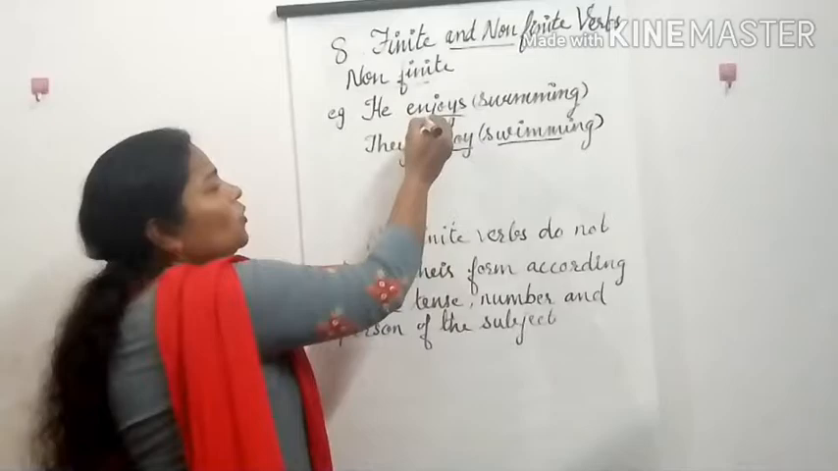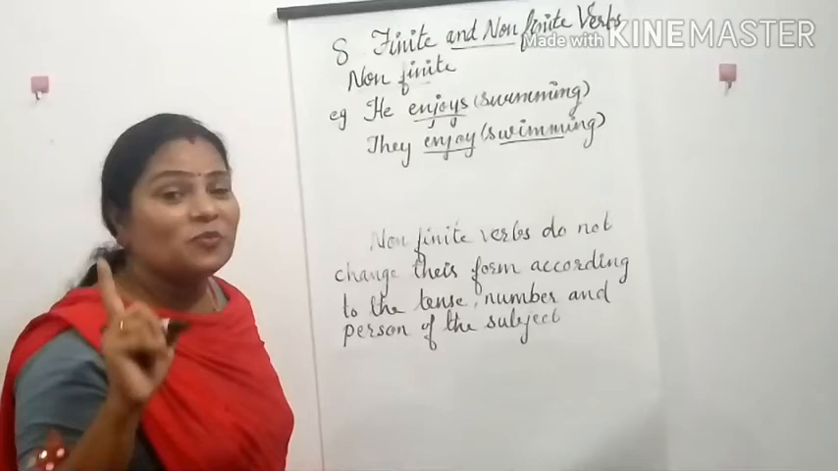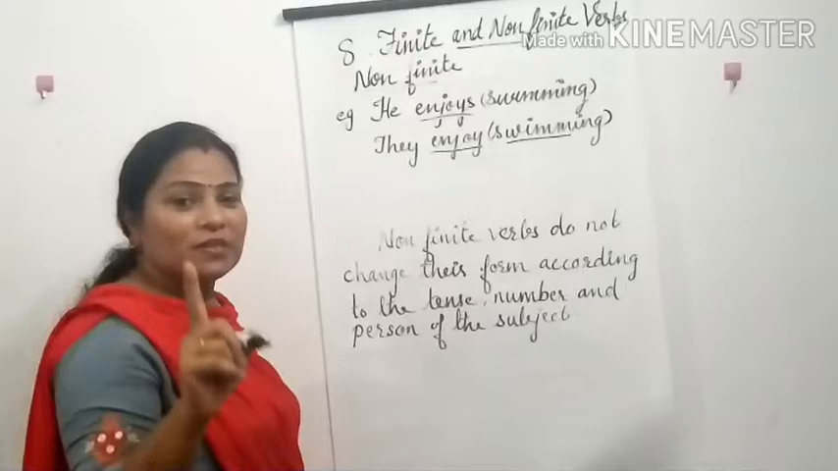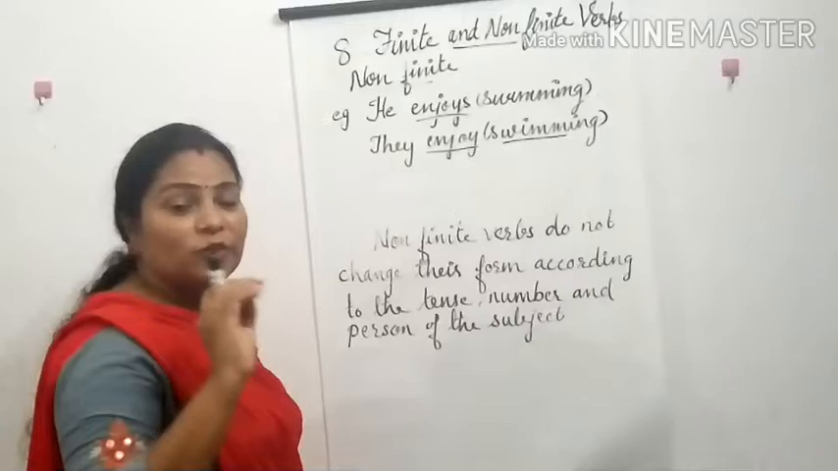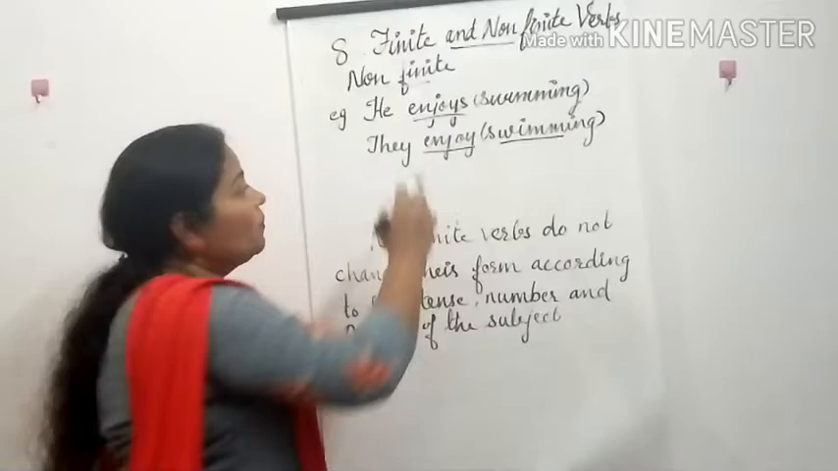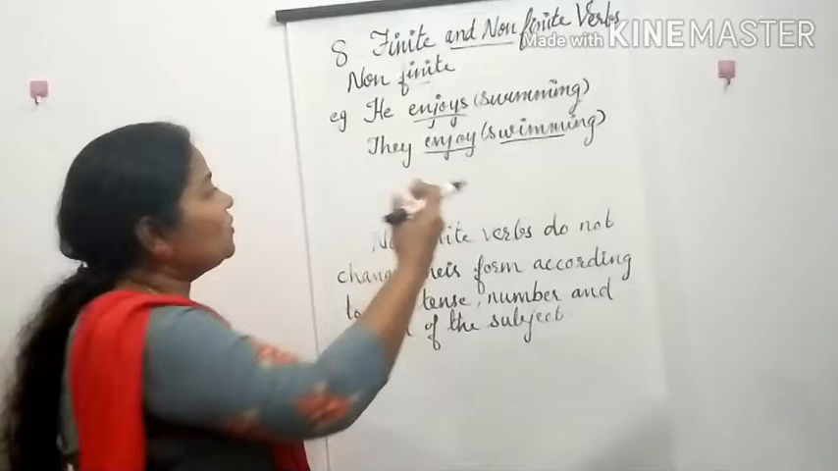So, what kind of verb is that? Last class we discussed it. Yes, when the verb changes according to the person or the subject, then it becomes what kind of verb? Finite verb. Here enjoys and enjoy are finite verbs. Now just see, in this sentence we have one more verb, right? He enjoys swimming. Swimming is also a verb, another action word.